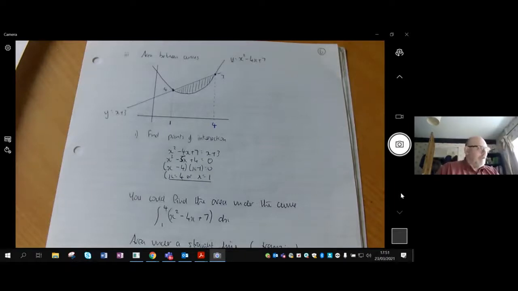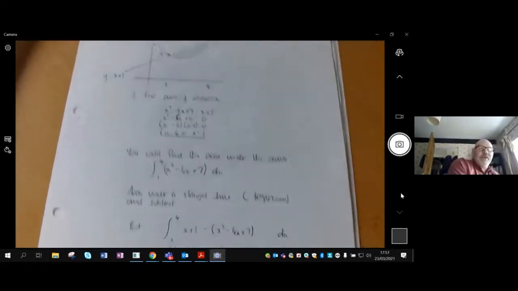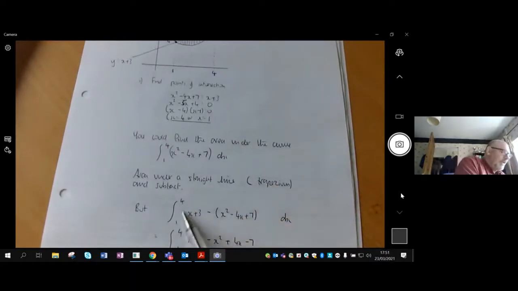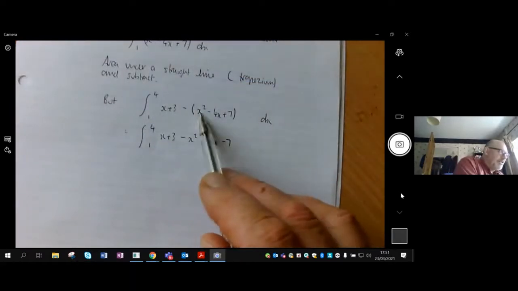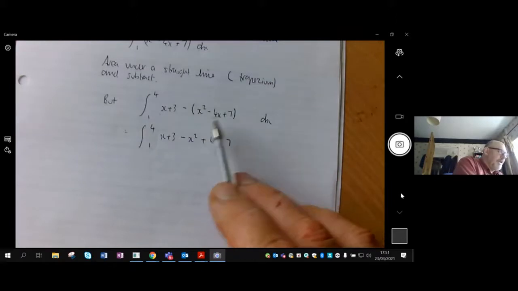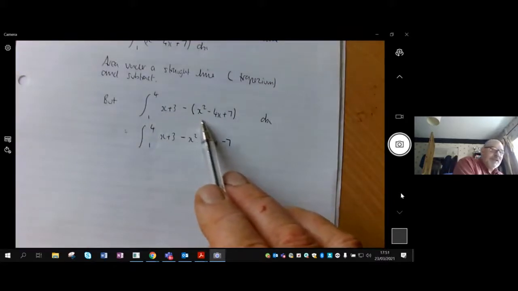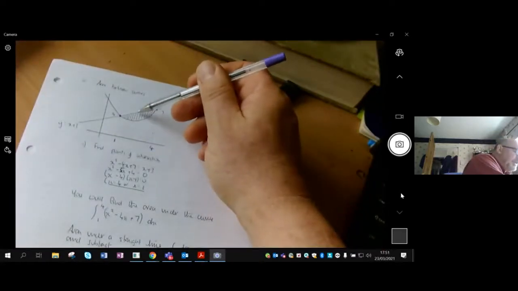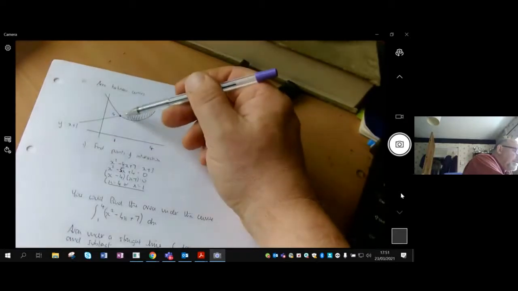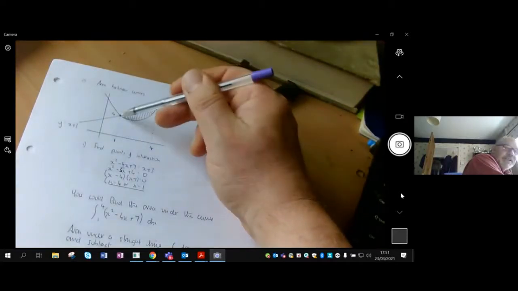But there is a neat way of letting the maths do the donkey work. We want to find the area under the straight line minus the area under the curve. So we're going to integrate the whole thing, under the straight line minus under the curve, and then I simplify this algebraically. So my straight line is still x plus 3. The straight line goes first because the straight line is above the curve. It's the area under the straight line, the trapezium, minus the bit I shaded in, the purple bit.